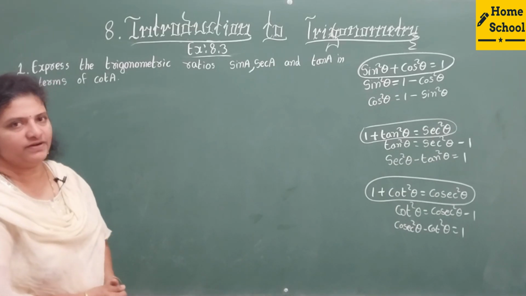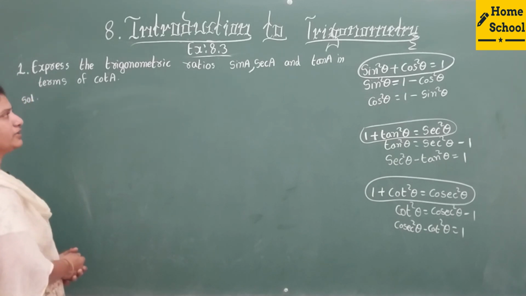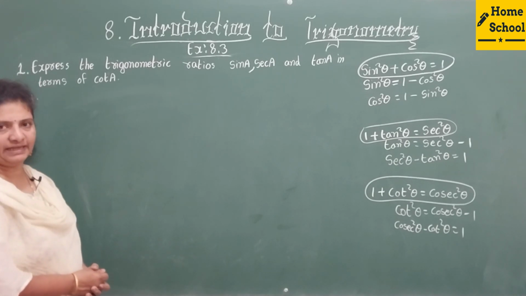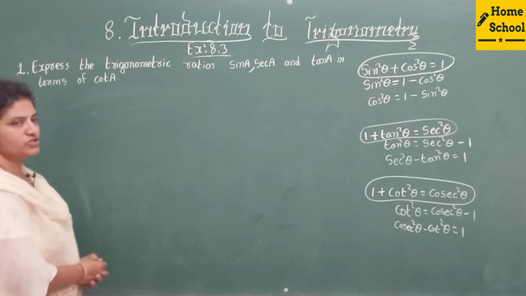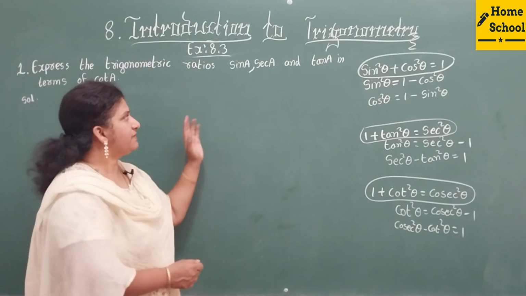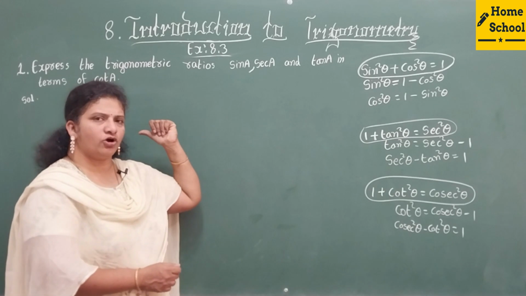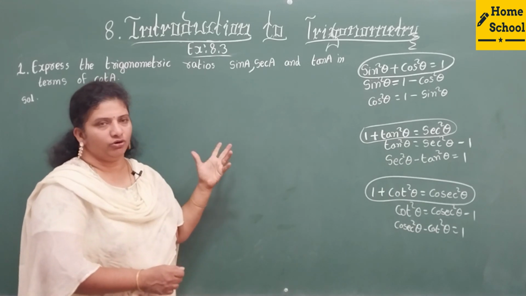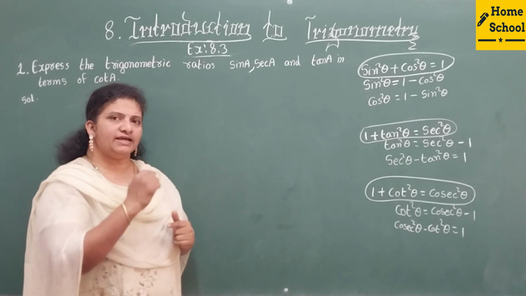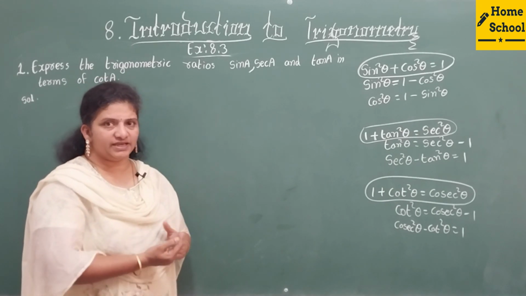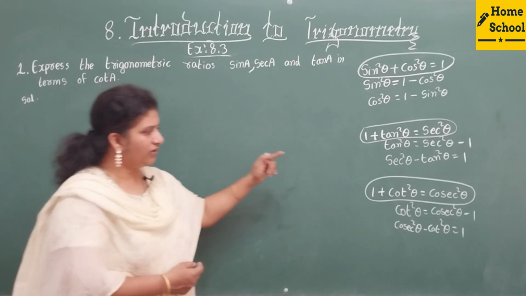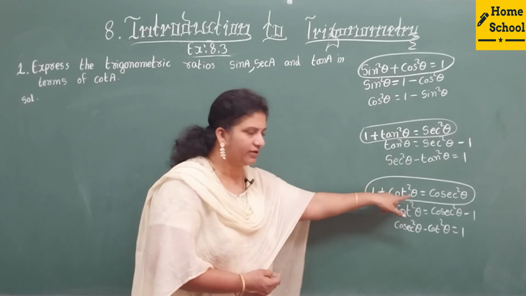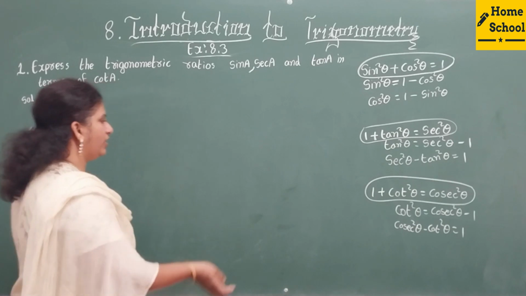Exercise 8.3, first problem. Express the trigonometric ratios sin A, secant A and tan A in terms of cot A. Express sin A in terms of cot A. Observe the sin formula. Can you see cot anywhere? No, I cannot. So, sin is the reciprocal of cosecant, right? So, anywhere in the cosecant formula can you see cot? Yes. That one only you take.